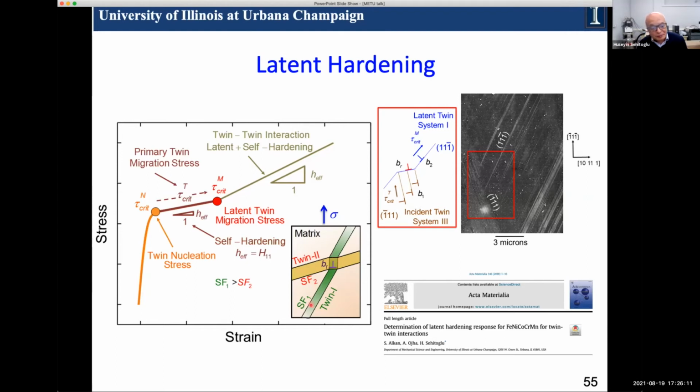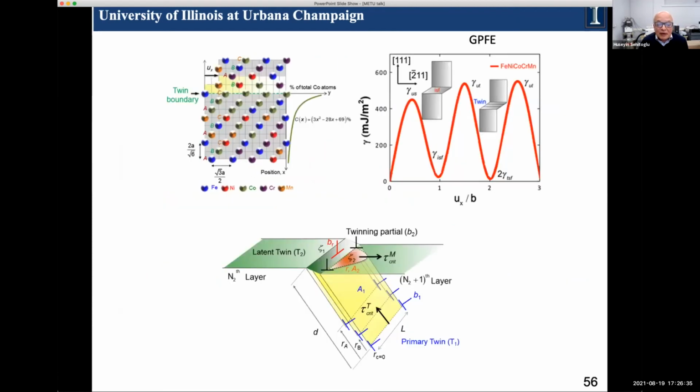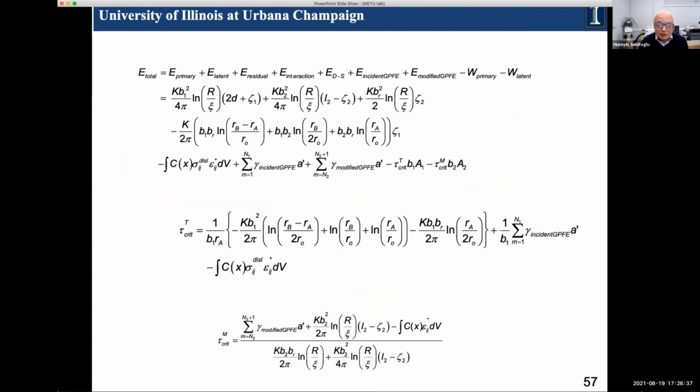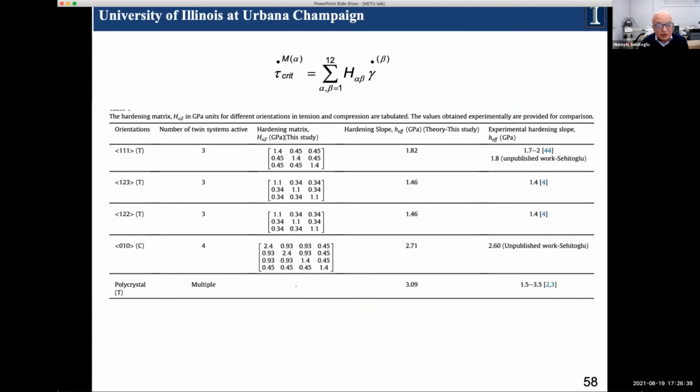Well, in this case, this is the primary system, the green one, and then there's a secondary system. So there's both self and latent hardening. That latent hardening, because of this interaction, gives you this additional hardening. And we try to determine these.